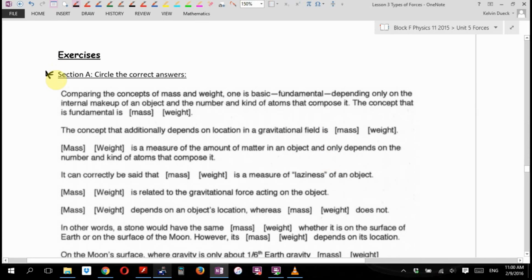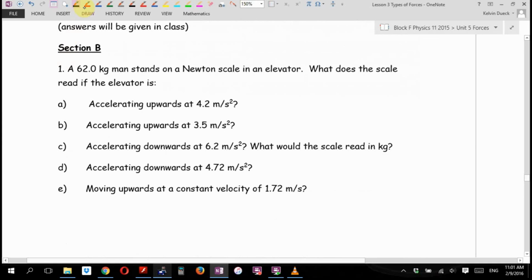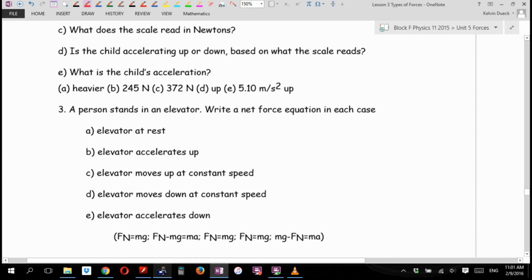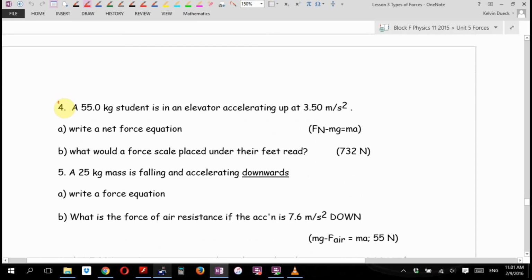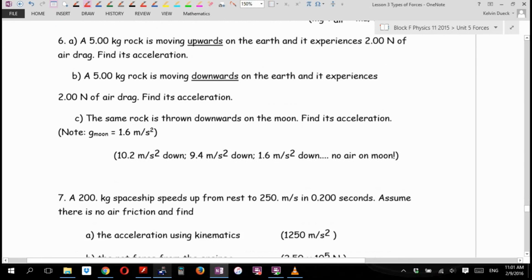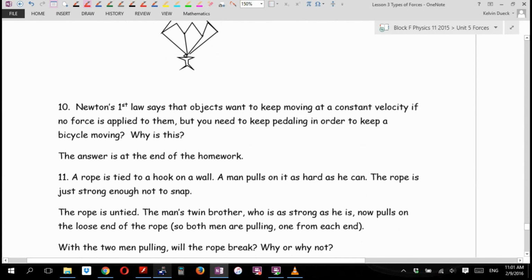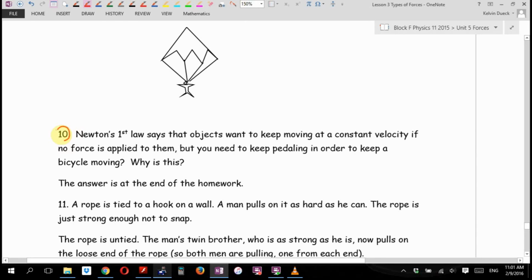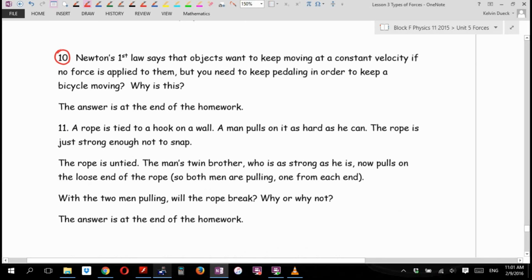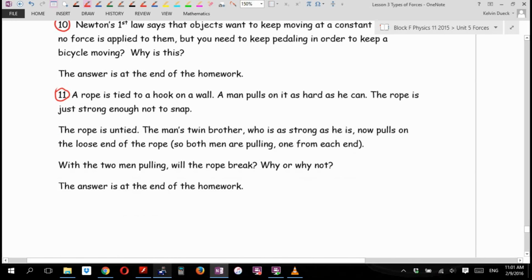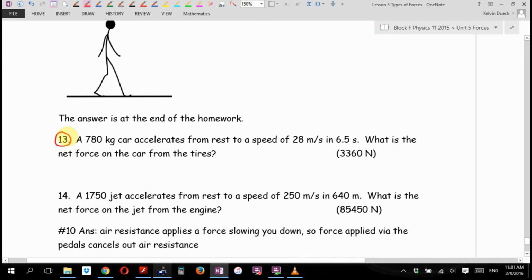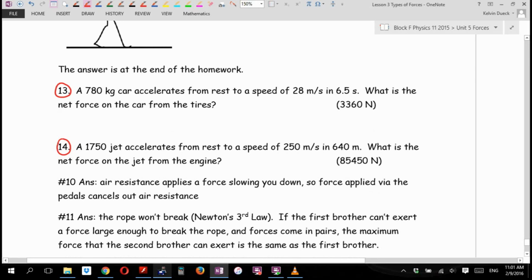You can do all of section A, and then you can do section B number 1, number 2, number 3, number 4. You can try number 10. We're going to finish this and do the rest of the questions later, but if you want to try number 10, number 11, number 12, 13, 14.